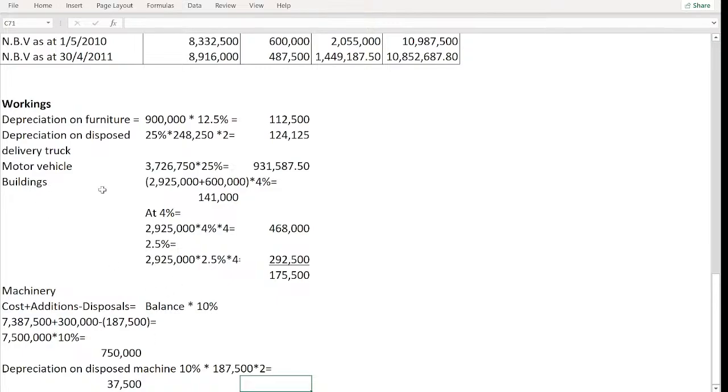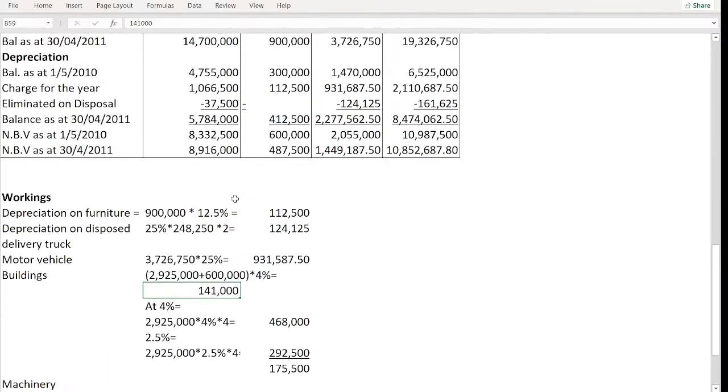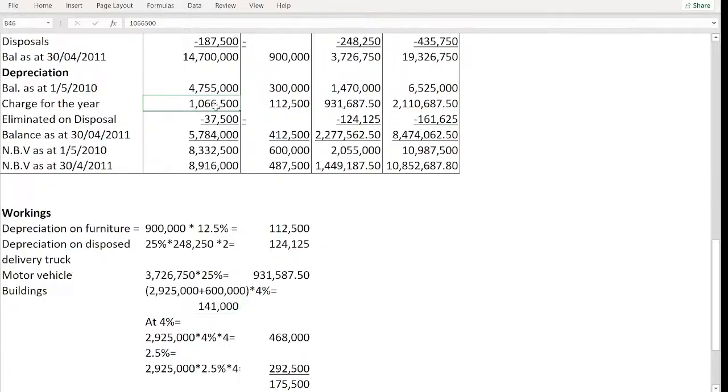So for the large building and machinery, we are going to add 750, 175,500, and 141,000. So we get our charges for the year is 1,066,500. As for the furniture, we got it is 112. For the truck or the vehicle, we got it is 901,687.50.